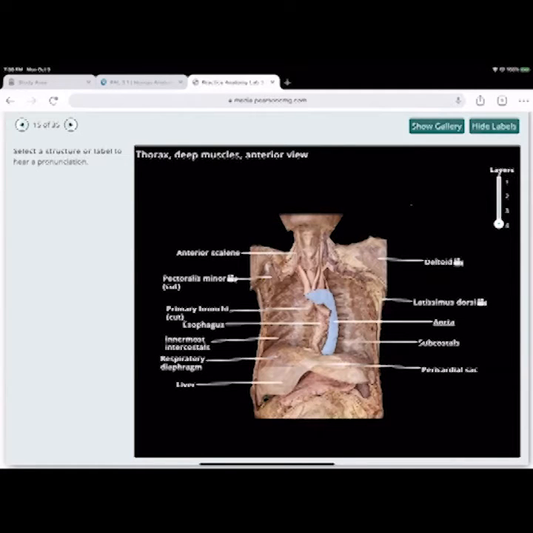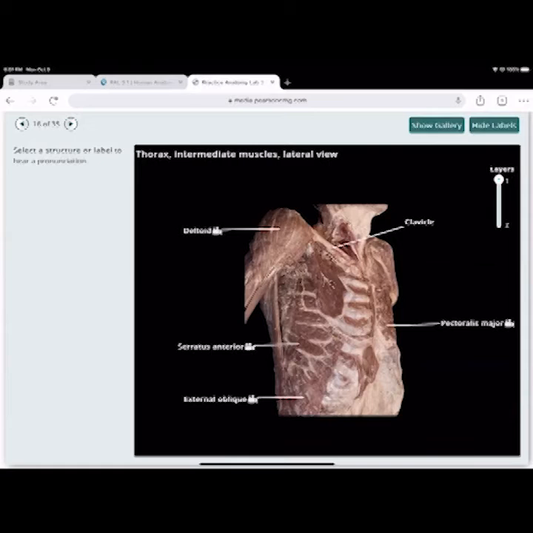Latissimus dorsi, the muscles on the side, right here. You mouse to it. Okay. And then the deltoid muscle on the side. You see the deltoid muscle, which is one you should know. You can see the clavicle, which you should know. The pectoralis major, you should know. Serratus anteriors, you should know. And the external obliques. Those are all the side muscles that you should be familiar with by now.